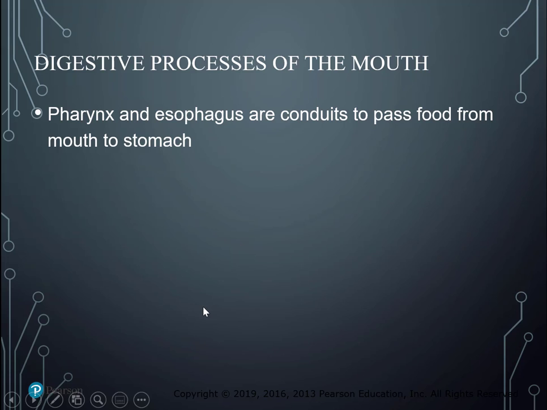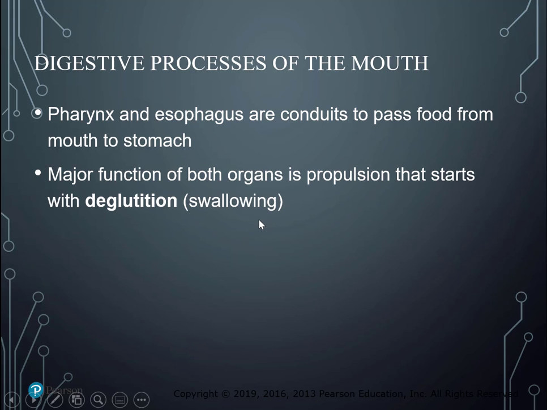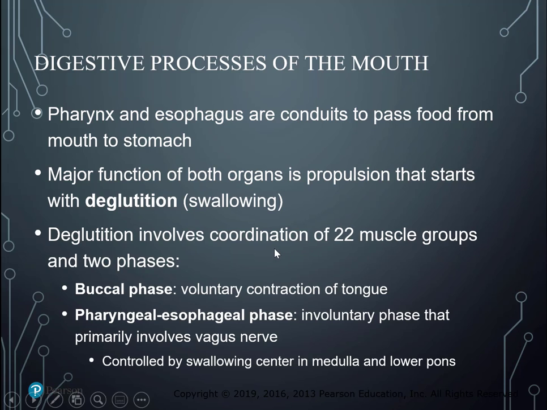So let's take a look at the digestive processes of the mouth. The pharynx and the esophagus pretty much are passageways. They are conduits to pass food from the mouth to the stomach. The major function of these organs will be just to propel, and it starts with swallowing, okay? And it involves coordination of about 22 muscles and two phases.